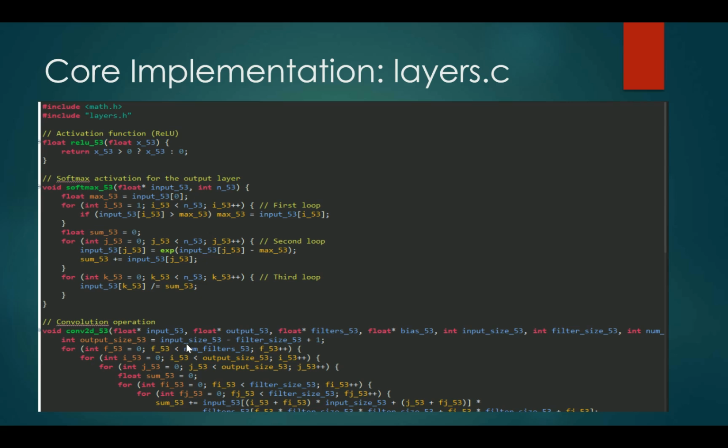After this, we have the convolution operation. This is the backbone of feature extraction in the network, and this function iterates over the input image, applying filters and biases to detect meaningful patterns like edges, corners, and textures. These filters are learnable parameters, meaning that the network adjusts them during training to optimize feature detection. After convolution, ReLU activation is applied to the resulting feature maps to introduce non-linearity.